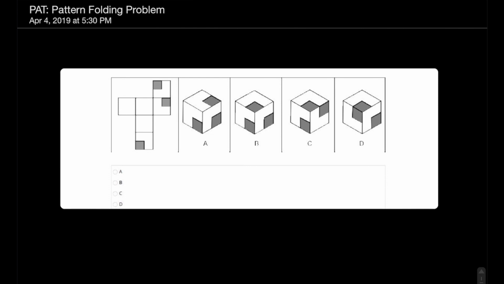I got a problem sent to me, a DAT question sent to me by a subscriber, and I just wanted to run through this question super fast. And this is a pattern folding question. So one of the biggest things when it comes to pattern folding questions is to understand that we need to fold any of the structures down into the page. If you can visualize that, we're not folding out at us, we are folding down into the page.